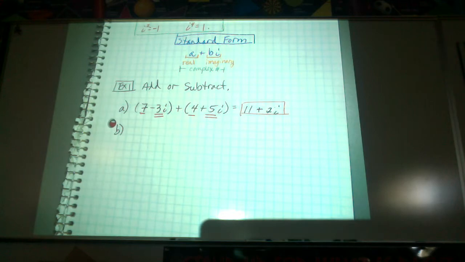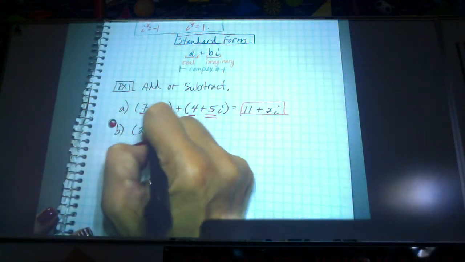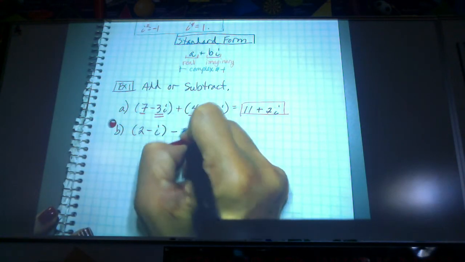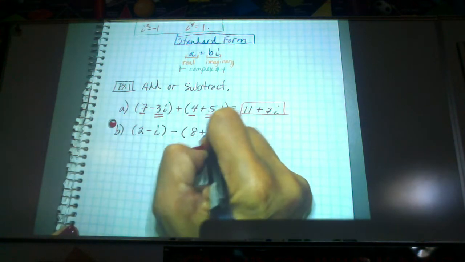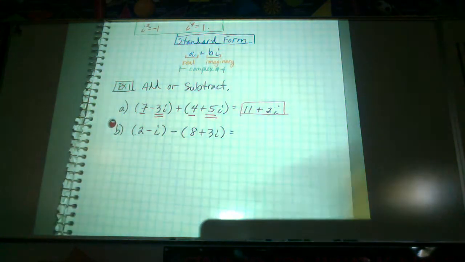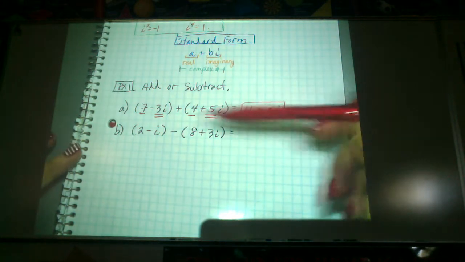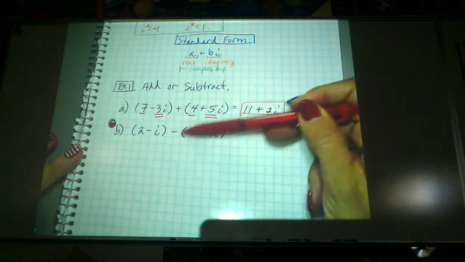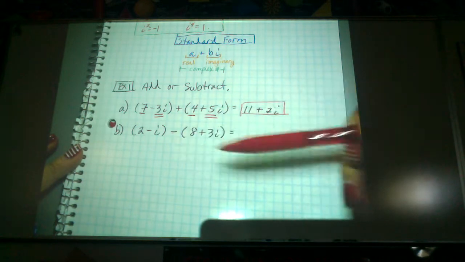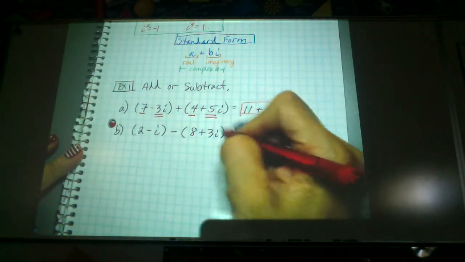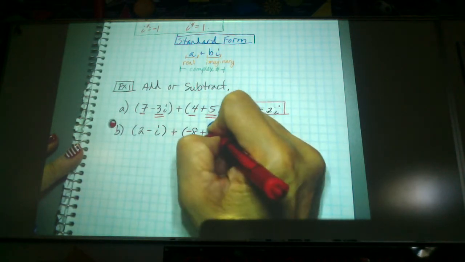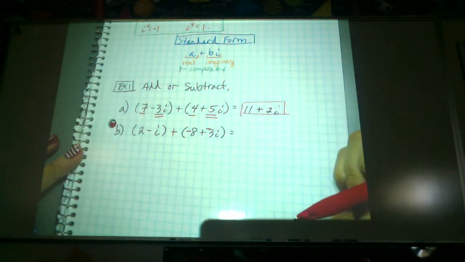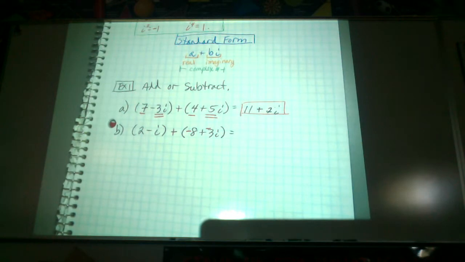So we have parentheses 2 minus i and parentheses minus parentheses 8 plus 3i. So the only difference is we have to change all subtraction to addition by adding the opposite. So because parentheses follows that subtraction sign, everything in the parentheses changes signs. So we get plus and minus minus. Now we just do what we did above.